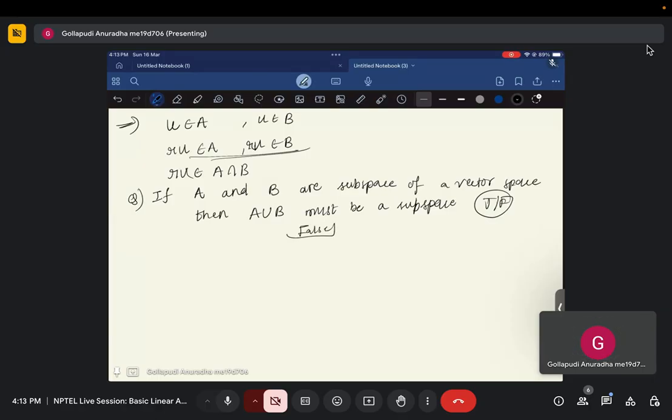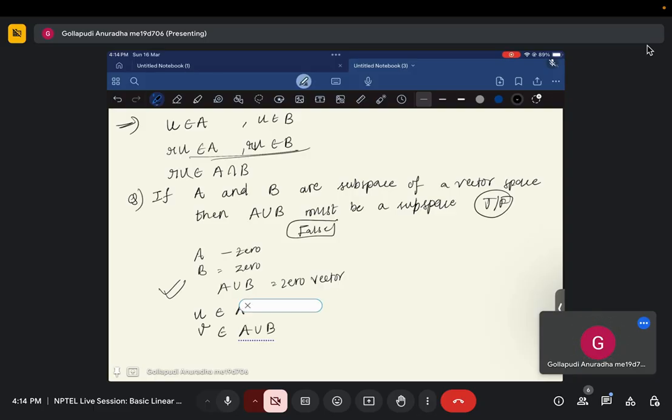Yes, ma'am. So why is it going to be false? First of all, is the zero vector there or not? A is a subspace, so the zero vector is going to be there, and B is also a subspace, so the zero vector is going to be there. So A union B will also definitely have the zero vector. So that condition is satisfied here. Now we'll see whether addition is closed or not. Suppose u belongs to A union B, and there's a vector v which belongs to A union B.